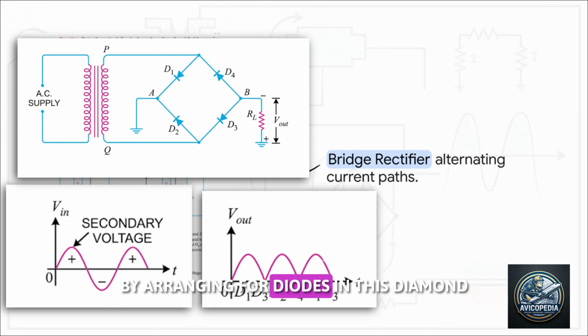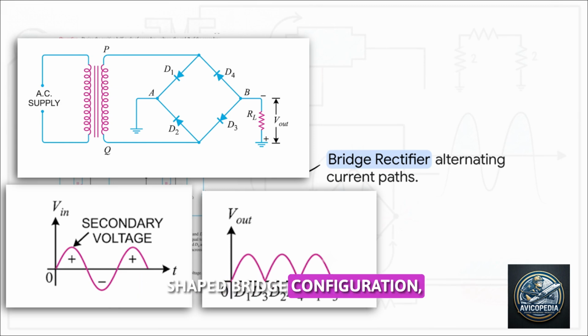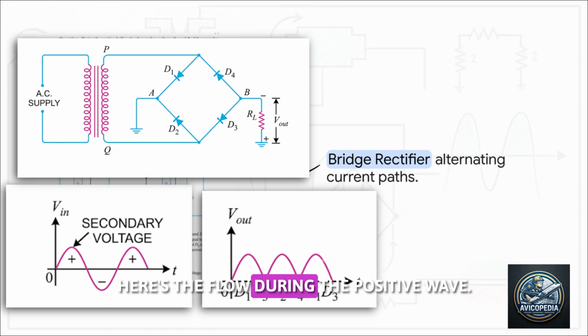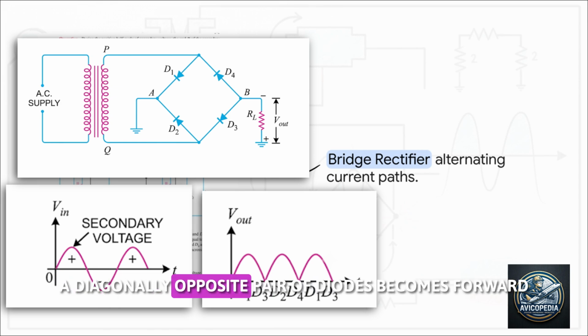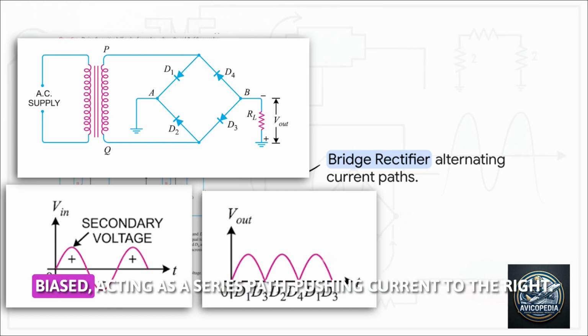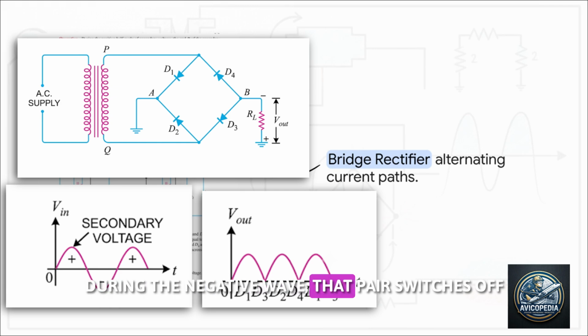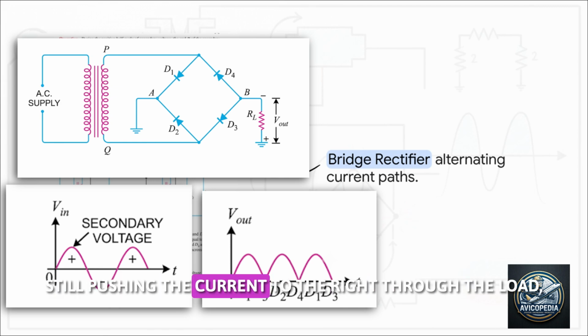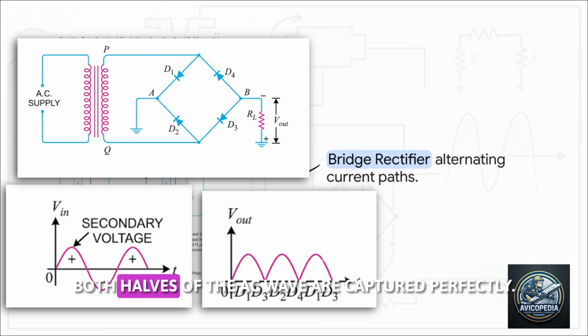By arranging 4 diodes in this diamond-shaped bridge configuration, we completely eliminate the need for a bulky, hard-to-make center-tap transformer. Here's the flow. During the positive wave, a diagonally opposite pair of diodes becomes forward-biased, acting as a series path pushing current to the right. During the negative wave, that pair switches off and the other diagonal pair takes over, still pushing the current to the right through the load. Both halves of the AC wave are captured perfectly.